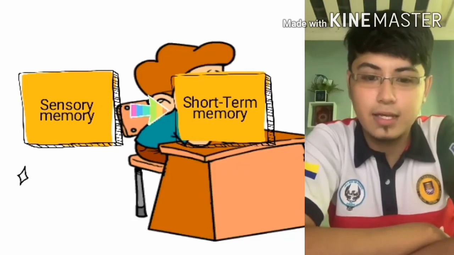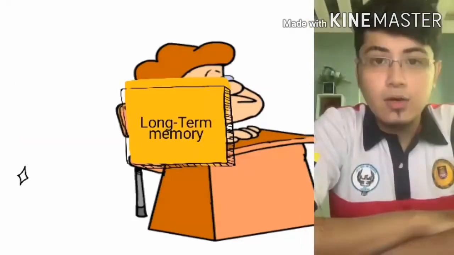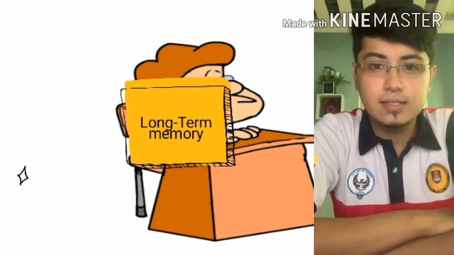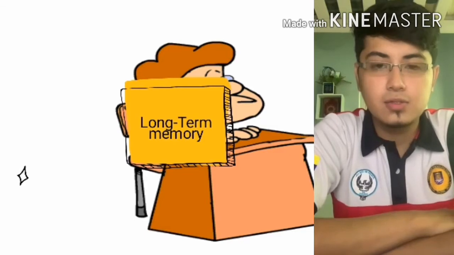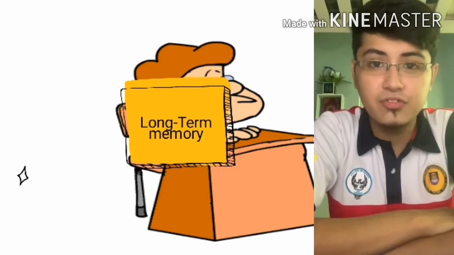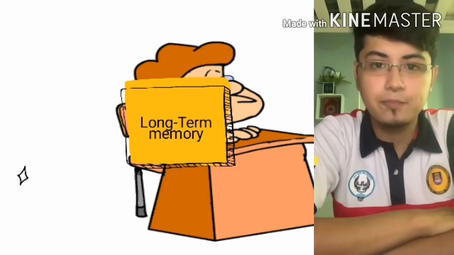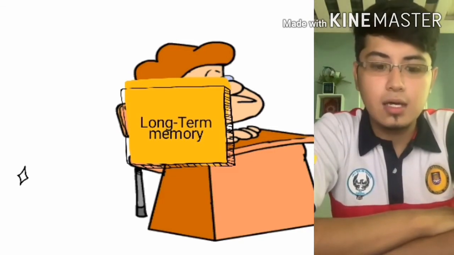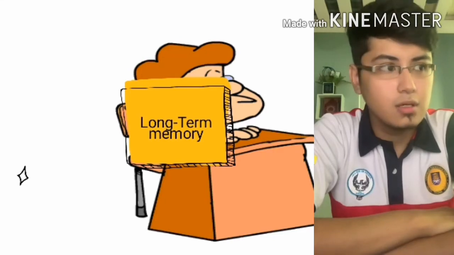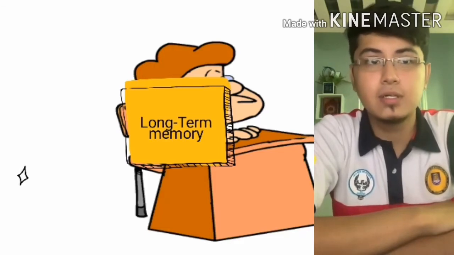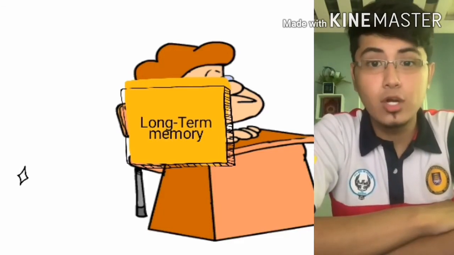So, understood. Long-term memory is a little bit more complex than short-term memory. Long-term memory is also the last process in memory development in our brain. Long-term memory includes many things, for example experience, our best experience, bad experience, and our knowledge.